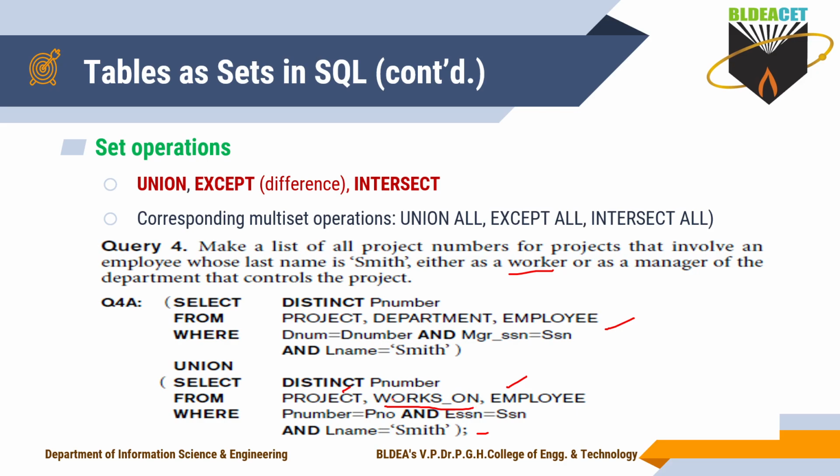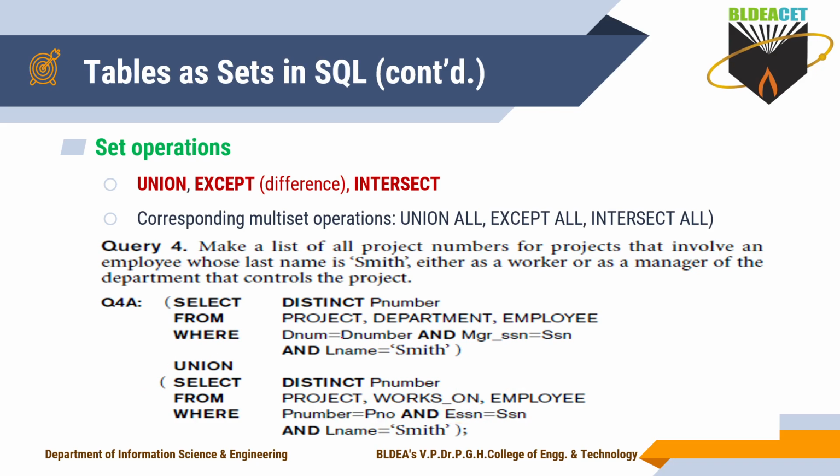And next you have to specify how these three are related. ESSN is the foreign key in works on and SSN is the primary key in the employee table, and P number is the primary key in the project table and PNO is the foreign key in works on. So if you take more than one table in the from clause, in the where clause you must tell how these three are related.